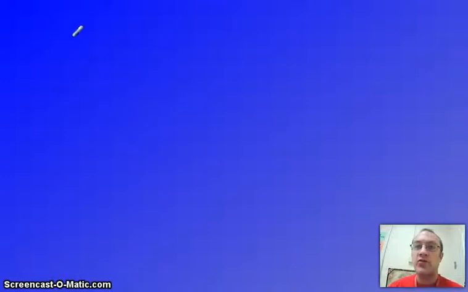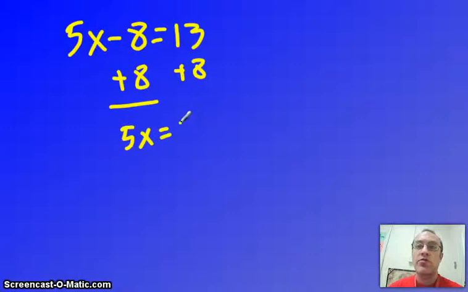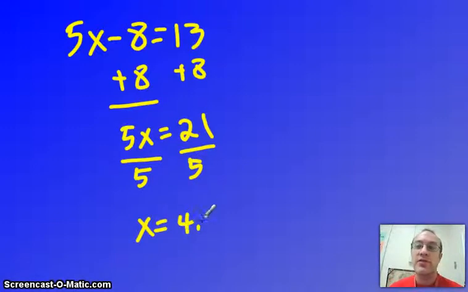The most simple kind is usually a two-step equation, like if we have 5x minus 8 equals 13. Then we're going to try to get x by itself. We do that by adding 8 to both sides. Those eliminate, and because they're 0, we get 5x equals 21. So I divide both sides by 5. So I get x equals 4.2 in this case. I'm okay with fractions as well as decimals.